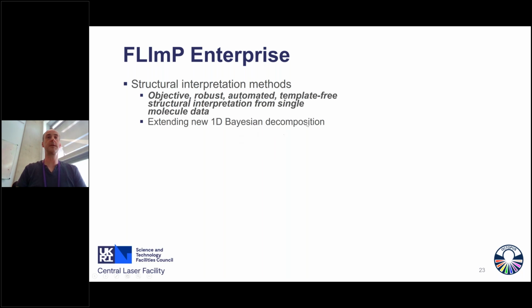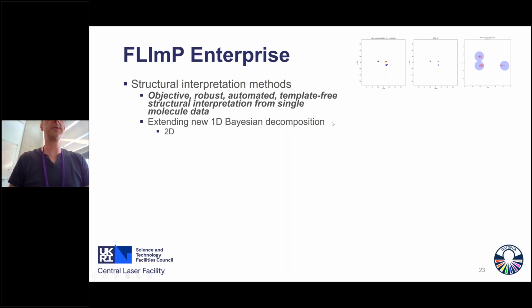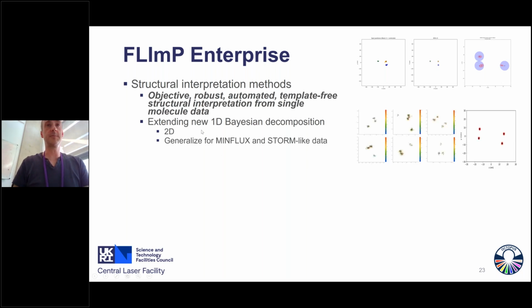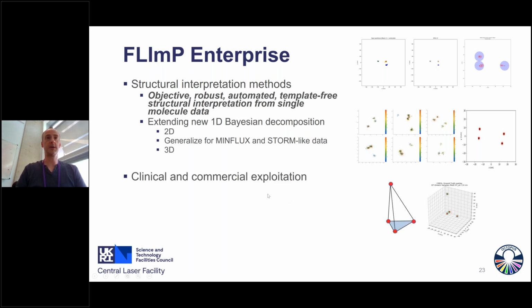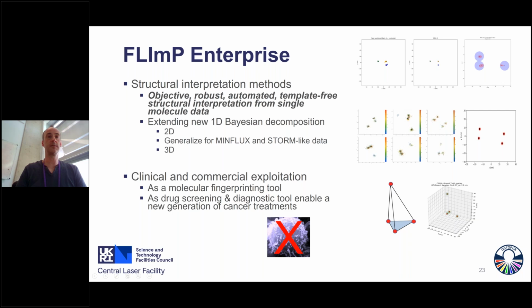So that's where particularly using things like Bayesian methods. We're looking at, for example, extending our Bayesian 1D decomposition techniques to 2 dimensions, to potentially be applied for things like MINFLUX. It can also be extended to 3 dimensions. And we're looking at revisiting the clinical application of FLImP as a molecular fingerprinting tool, and potentially as a drug screening and diagnostic tool, to demonstrate the potential it has to impact and help discover the new generation of cancer treatments.